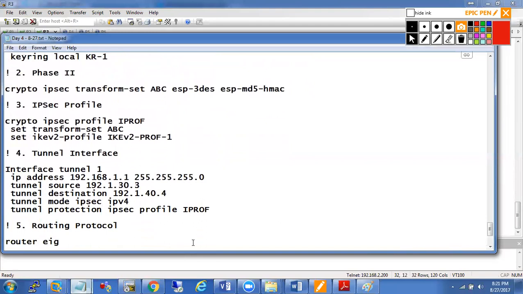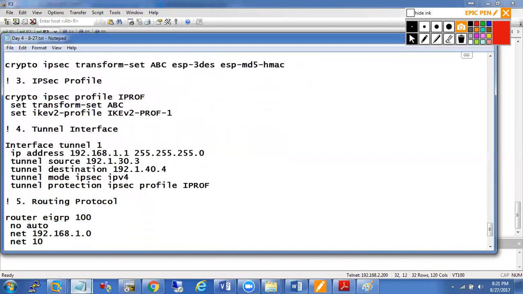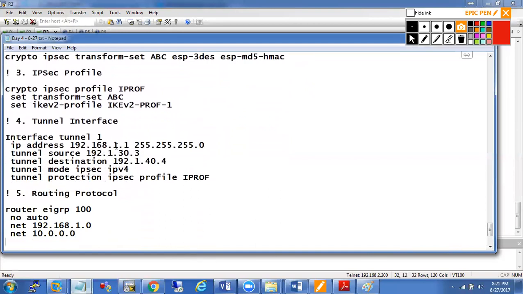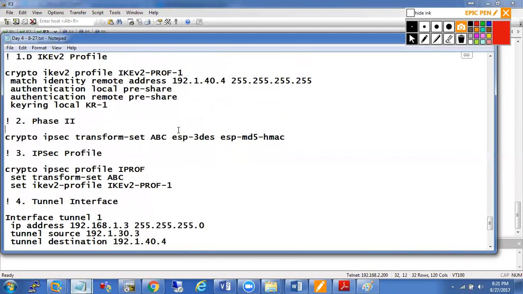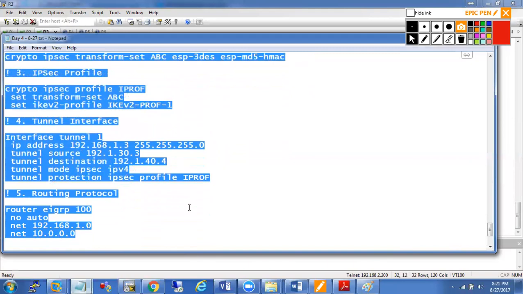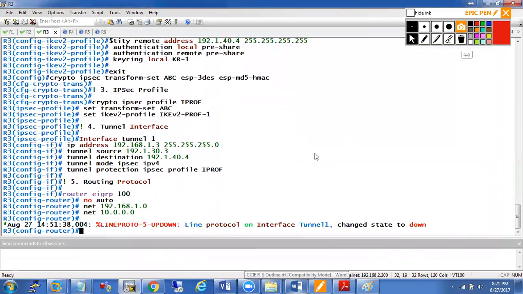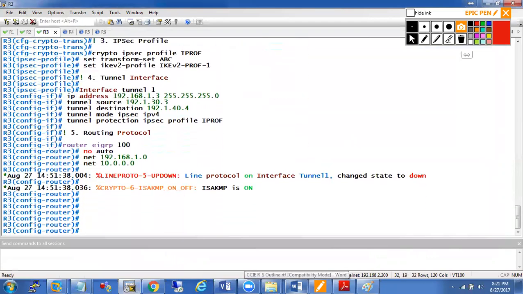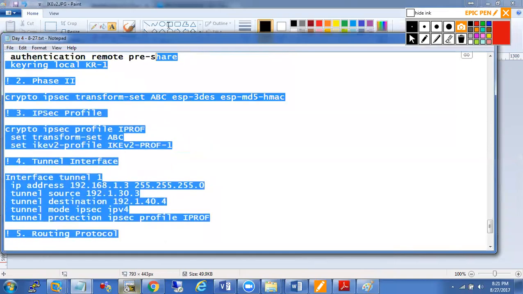I'm going to run EIGRP, quick to come up, 192.168.1.0, and I have the 10 network. Let's do this as 1.3 because I'm on router 3. I'm going to put that as router 4. So I've done this part, phase 2, all the way to routing. The tunnel will stay down until the other side comes up. And to do that, I'll just copy this.